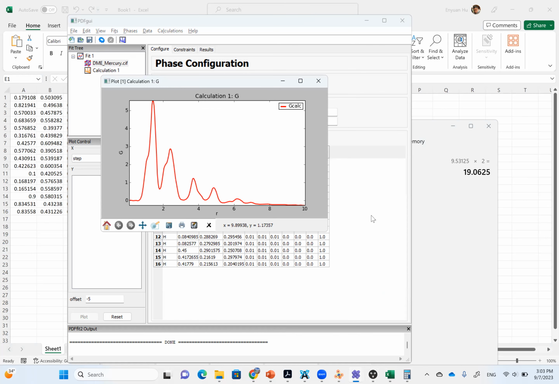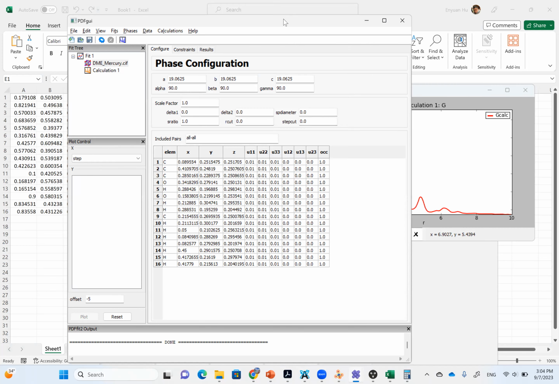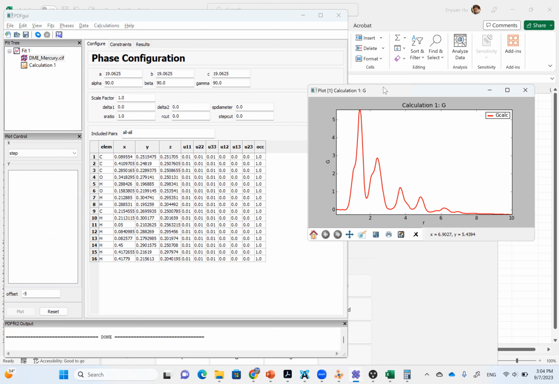Now it makes more sense, right? And we can trust PDFGUI that this is a PDF for the DME molecule. Okay. So I think that's pretty much what we need to know about the tricks and skills to calculate a PDF pattern for a small molecule. And when you have time, you can also play around with the other parameters.